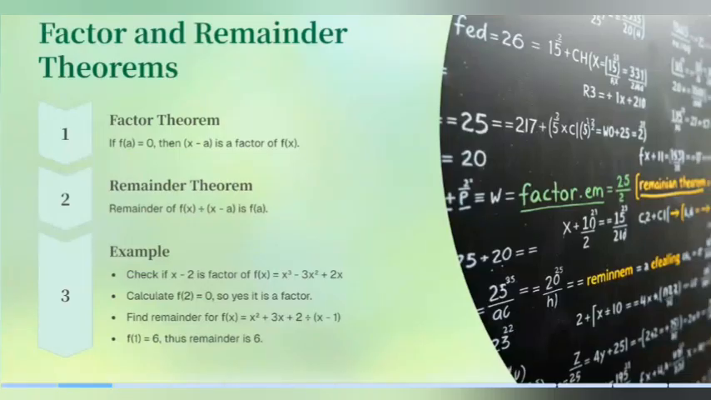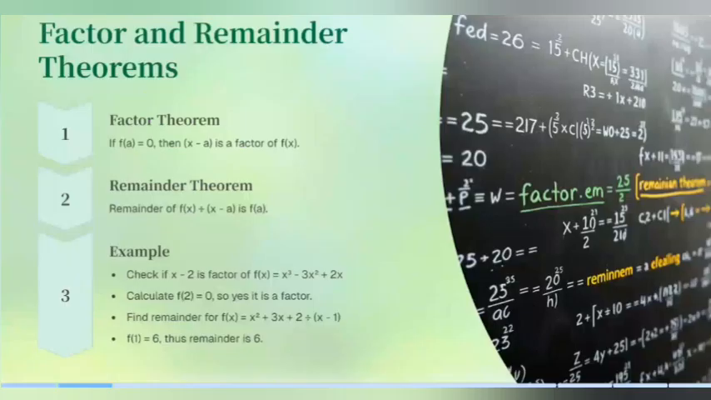So the example here says check if x minus 2 is a factor of this, right? The factor theorem says that if f of a is 0, then x minus a is a factor of f of x. Now they're giving us x minus 2 and asking us to check if it is a factor of this. When we want to find this out, we apply the factor theorem. Comparing this with this, we have x minus 2, we have x minus 2. What does this tell us? That our a is 2, right? So what we now do is f of 2.